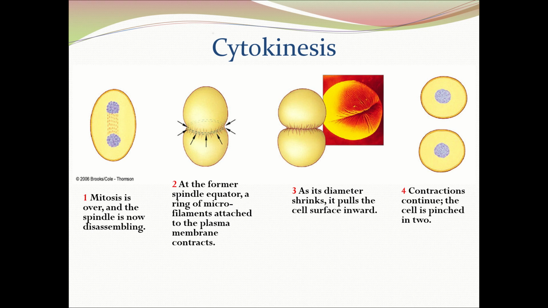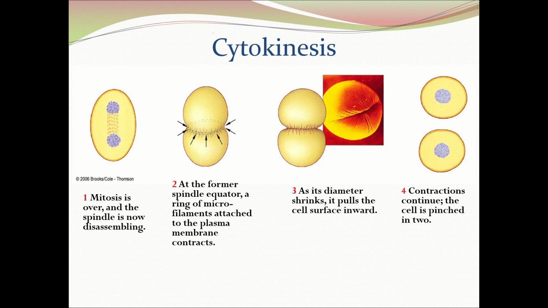So in step 1, mitosis is over and the spindle is now disassembling. In step 2, at the former spindle equator, a ring of microfilaments, the actin, is attached to the plasma membrane and it contracts. In step 3, as its diameter shrinks, it pulls the cell surface inward. And in step 4, as the contractions continue, the cell will be pinched into two.